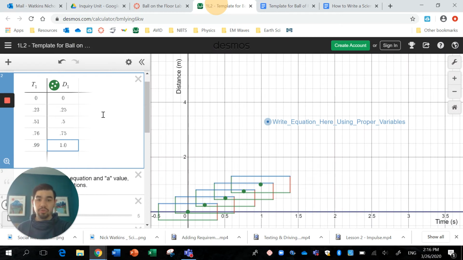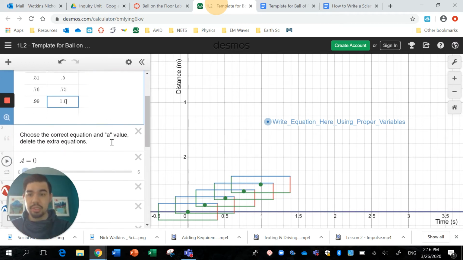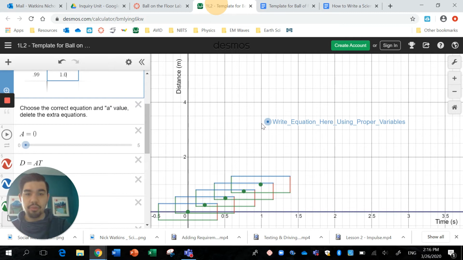Okay, so this is the data that I just entered. We collected data from our lab and inputted our data into Desmos. Our next step is to figure out what the pattern is. Are we getting a horizontal pattern? A linear pattern? A proportional pattern? Or a quadratic pattern?